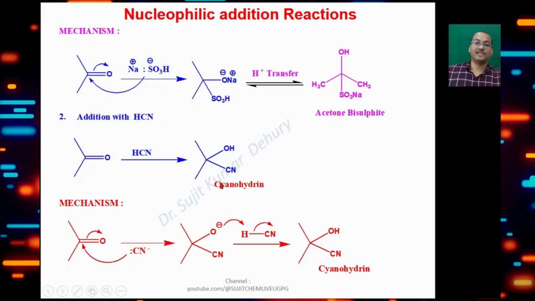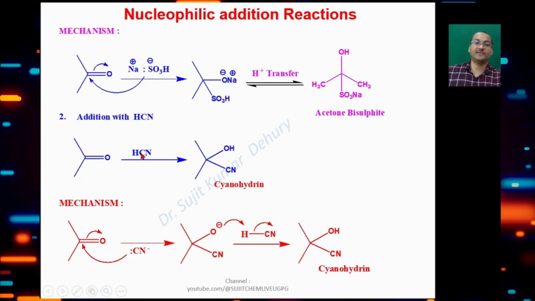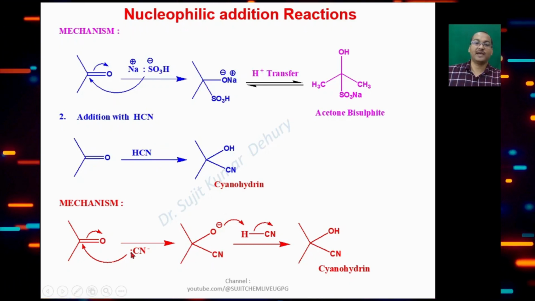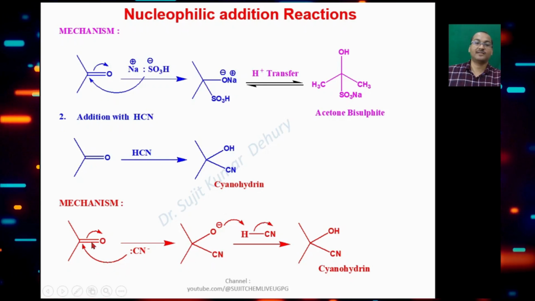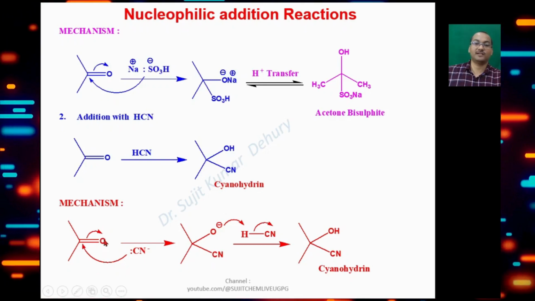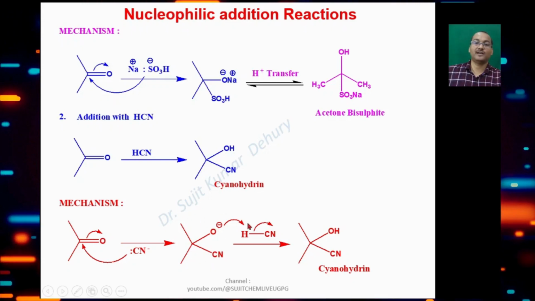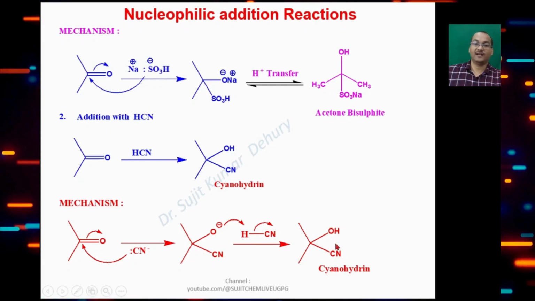Similarly, carbonyl compound can undergo addition reaction with hydrogen cyanide, HCN, giving rise to cyanohydrin. HCN simply ionizes to give H plus and CN minus ion. CN minus ion acts as the nucleophile. It will attack this carbonyl carbon and C=O double bond will break on oxygen. Once you get this tetrahedral intermediate, O minus will take the proton from HCN, giving rise to this cyanohydrin.